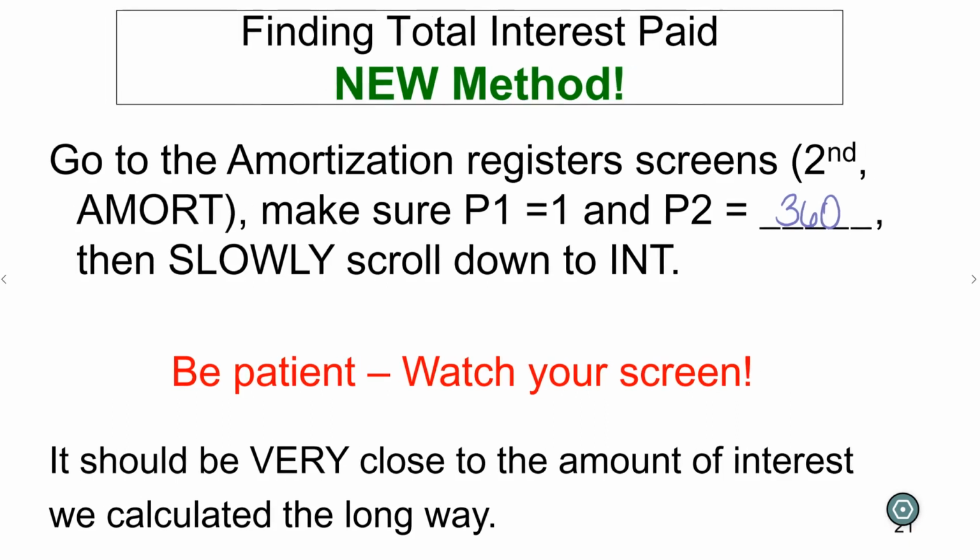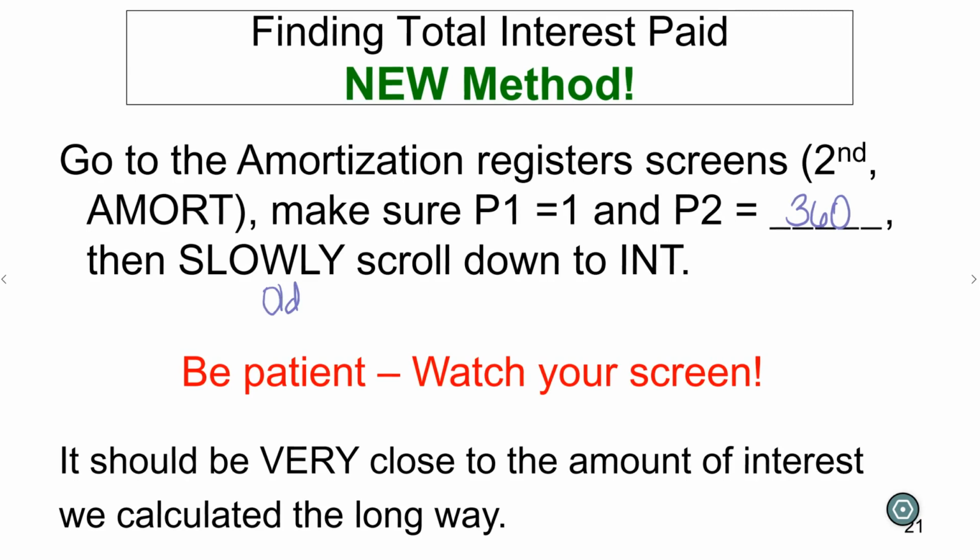With our old method, we came up with this amount of interest, $98,662.40. With our new method, this is the one you should be reading from your calculator screen. It would be the amount of interest, so you should be on the one that says INT. It says $98,660.02.